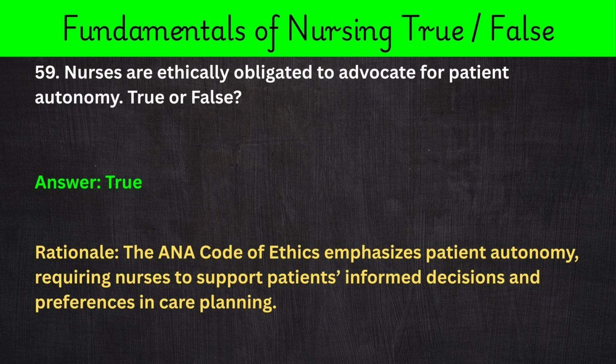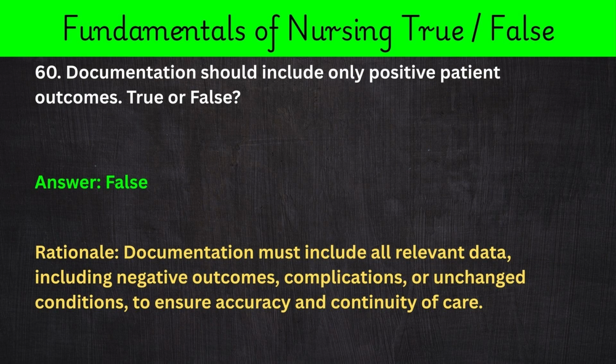True or false? Answer. True. Rationale. The ANA Code of Ethics emphasizes patient autonomy, requiring nurses to support patients' informed decisions and preferences in care planning. 60. Documentation should include only positive patient outcomes.